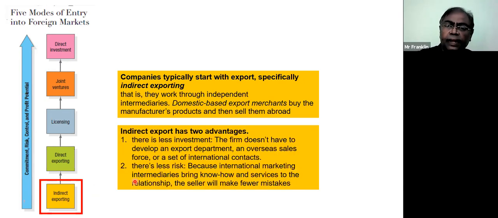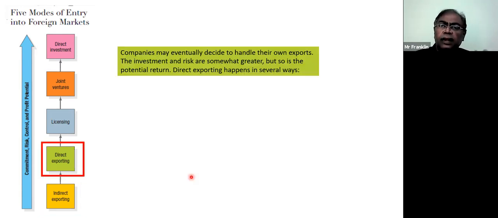Okay, so indirect exporting has two advantages: less investment. You don't need to take out any money. You don't need an export department, an overseas sales force, or all these international contacts to hire. And less risk, because you don't have to know what's happening there. So this is the advantages slide. Now, the second is direct exporting.